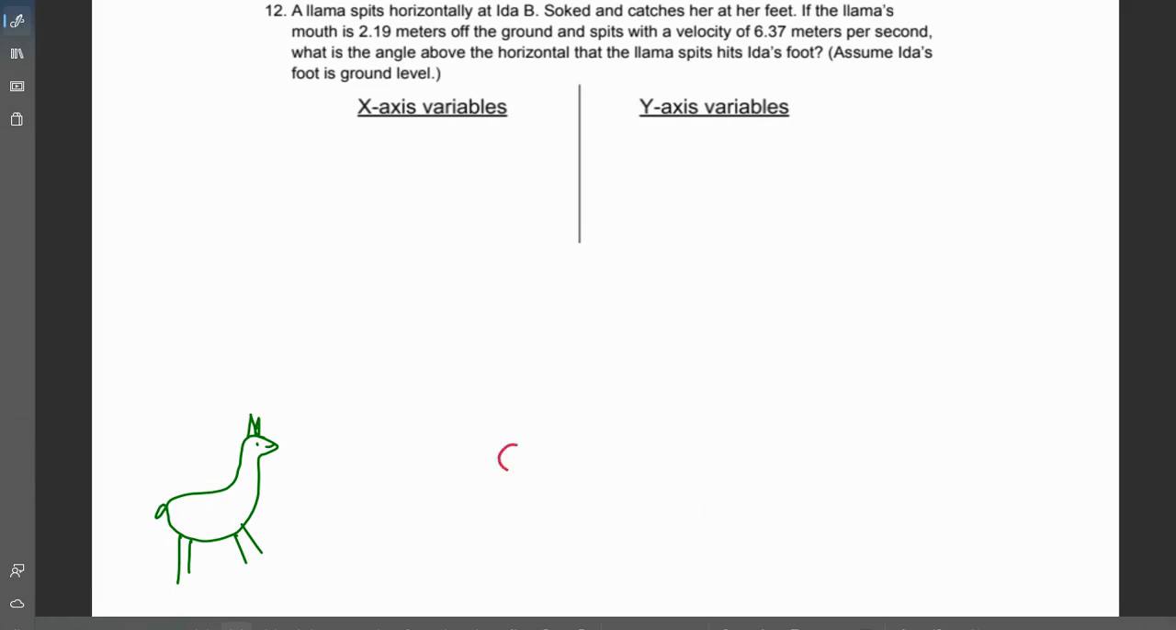A llama spits horizontally at Ida B. Soaked and catches her at her feet. So Ida's over here. Ida's getting spat at, so she's not very happy. This little wad of spit spits horizontally and gets right on Ida's feet there.